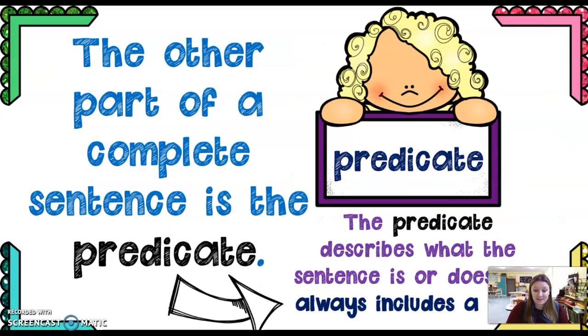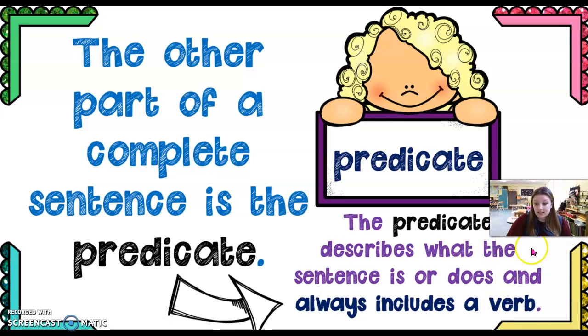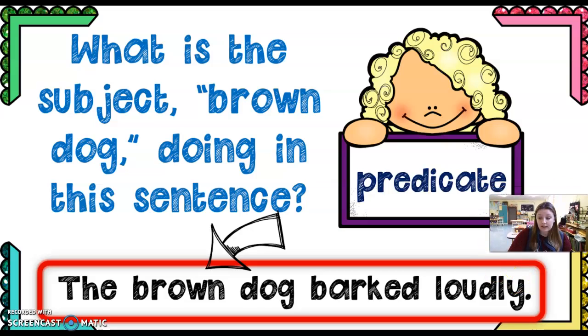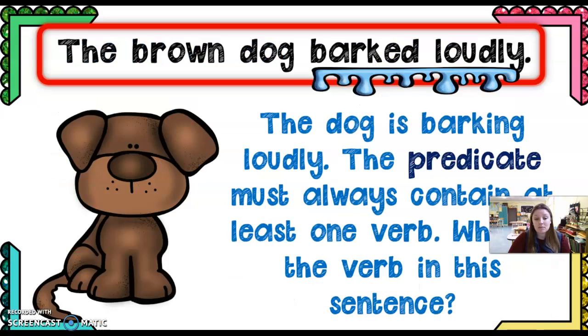The other part of a complete sentence is the predicate. And the predicate describes what the sentence is or does, and the predicate always, always, always includes a verb. So let's think about that one more time. The predicate describes what the sentence is or does, and always includes a verb. What is the subject, brown dog, doing in our sentence? I know the subject is the brown dog. What's the brown dog doing? That's going to help me find my predicate. The dog is barking loudly.